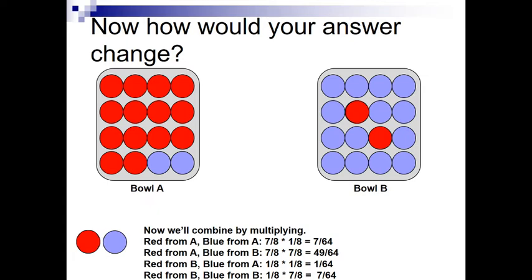Red may have been from A, blue from A, red from A, blue from B, red from B, blue from A, red from B, blue from B. And we can assign probabilities to each of these, and we saw how to do that. Then we can multiply them because for the 2 draws, we draw a ball out of the bowl and then put it back. So we never change our bowls.